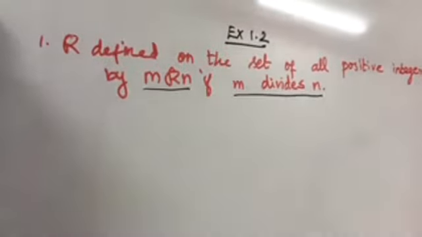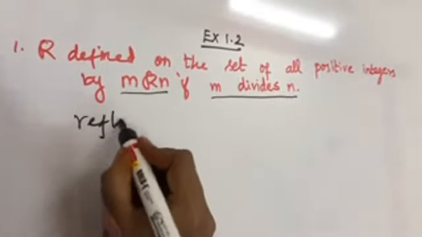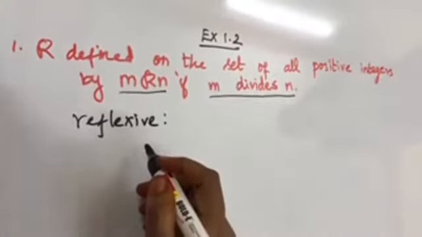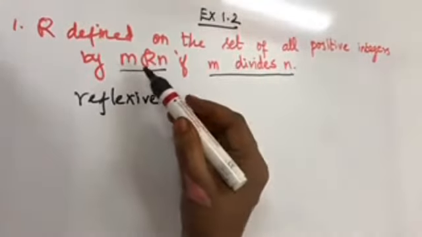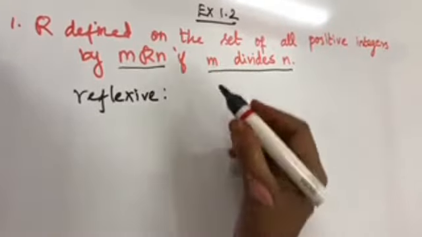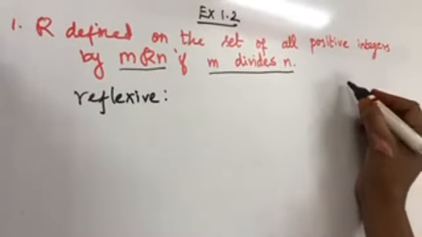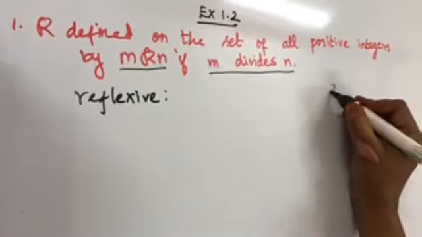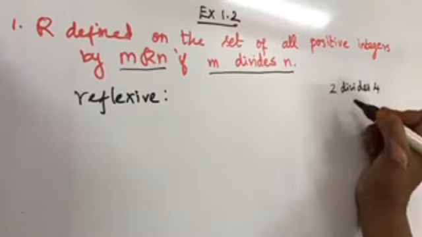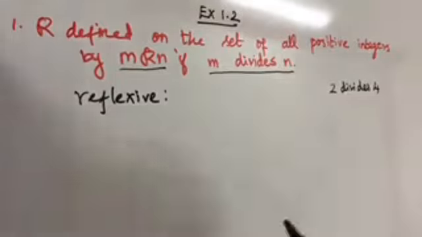So first, to check the reflexive relation, the number m should be related to m. So m divides n means what? For example, 2 divides 4, right? 4 divided by 2 is equal to 2. So 2 divides 4.